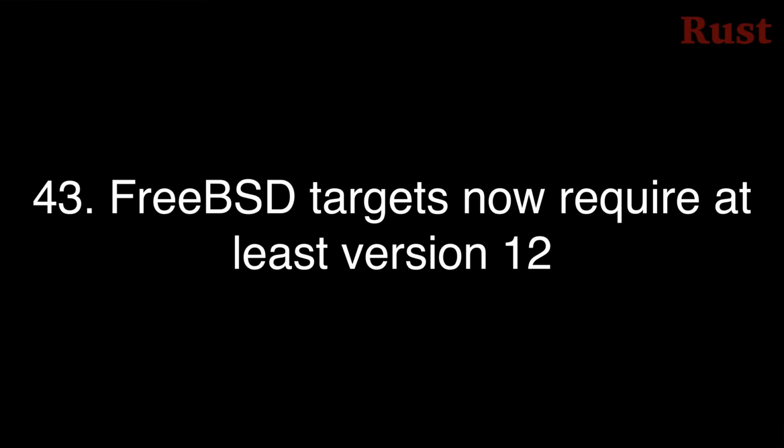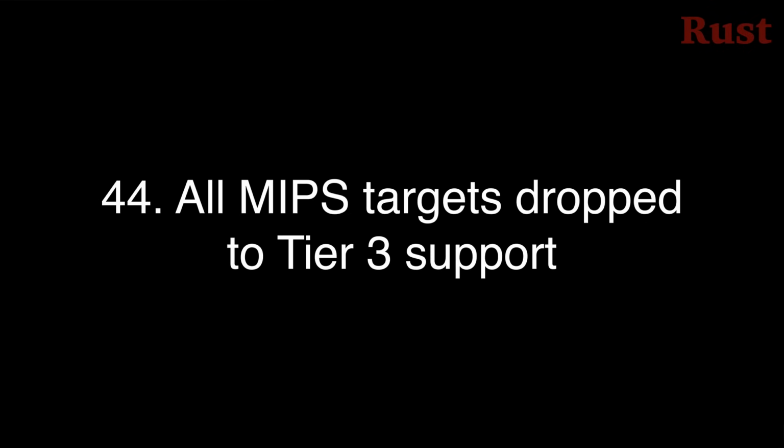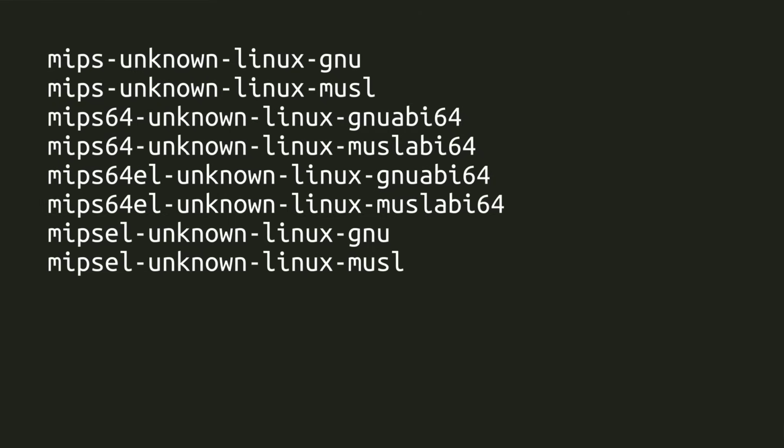Number 43. Rust 1.75 now requires FreeBSD 12 or higher if you're using FreeBSD. FreeBSD 12 was released in 2018. Number 44. All of the MIPS targets that had Tier 2 support have been demoted to Tier 3 support, since no one came forward to address CI breakage required to keep Tier 2 support for MIPS. The demoted platform targets are listed here. The remaining MIPS targets were already in Tier 3, so now all MIPS targets have Tier 3 support.